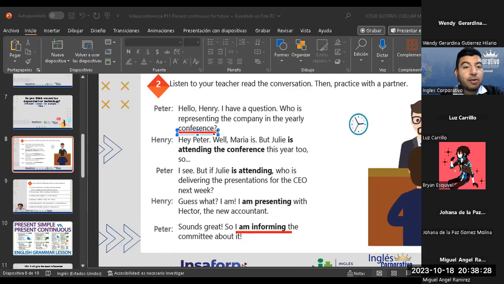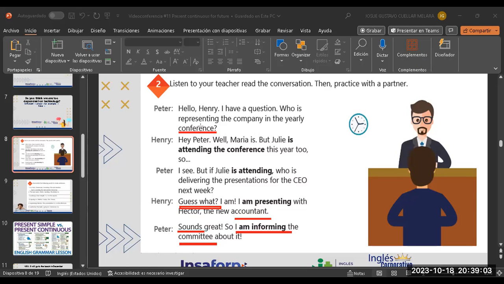Conference, no conference, conference. Guess what, okay, guess what. Accountant. Escuchen, sounds, no es stones, es con A, sounds great. So, I'm informing the committee. Pueden decir committee. Pero normalmente es committee about it, okay? I need to have a screenshot, please, and we're going to practice. Ahora que ven estas otras oraciones.